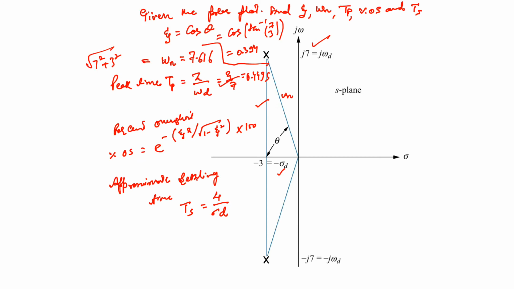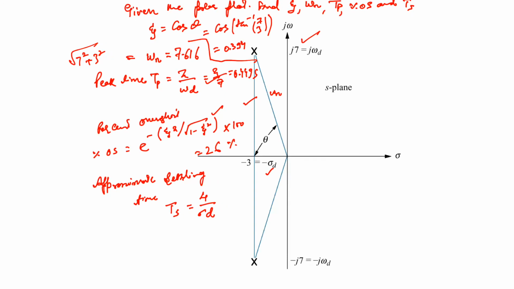Next is the percent overshoot. It can be obtained by putting the value of xi in that expression. Finally we get the percent overshoot as 26%. Next is the approximate settling time, given by 4 divided by sigma d. Sigma d is the real part, so we get 4 divided by 3, which equals 1.333 seconds.